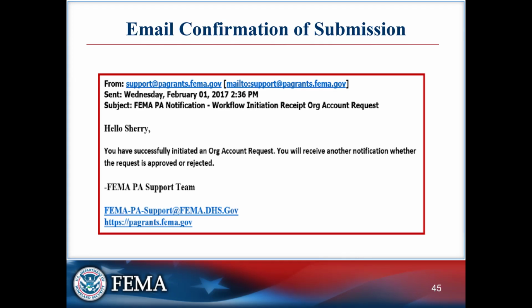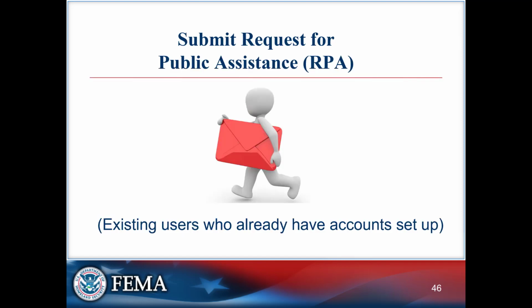So now we've covered the 3 different ways that an organization can come into the Grants Portal system. The next step we're going to talk about is specifically requesting public assistance. So this is for existing users who already have accounts set up but who have not yet submitted a request for public assistance.